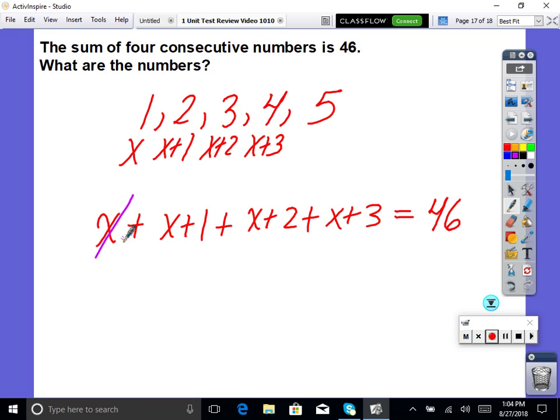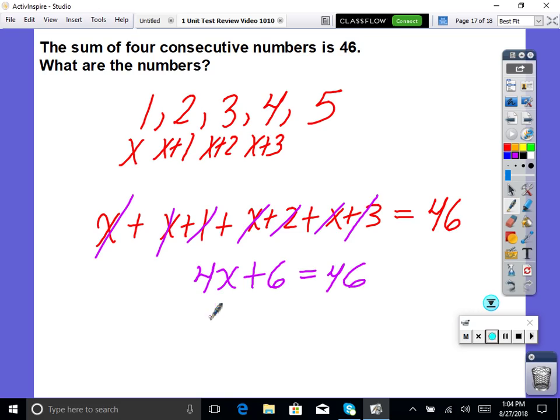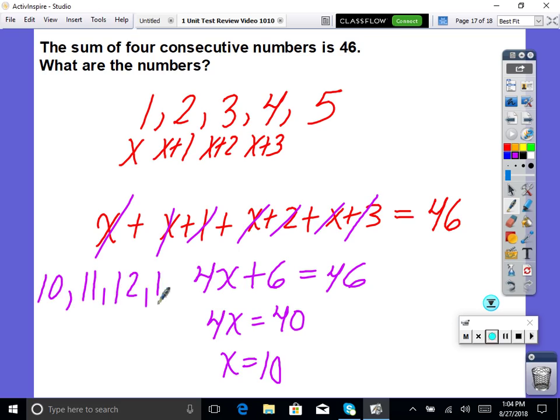Then solve for x. 1, 2, 3, 4 x's. 1, 2, 3, 4, 5, 6. So plus 6 equals 46. So subtract 6. So 4x equals, subtract 6, you get 40. So x equals 10. So the first number, x, is 10. So the next consecutive number was 11, then 12, then 13. There's 4 consecutive numbers. Add them up. 10 plus 11 plus 12 plus 13. Is it 46? Yes, so we got it right.